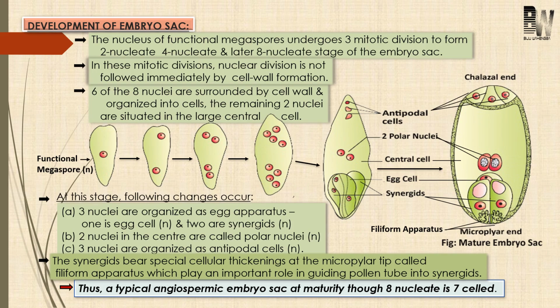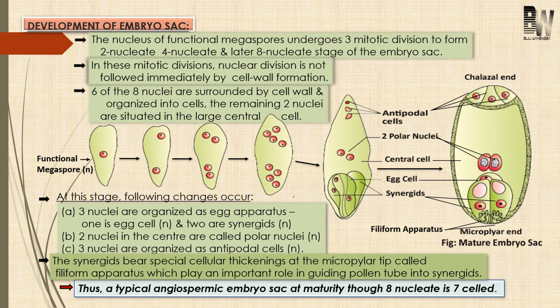Then, after this, one nucleus from each side will move to the center to form two polar nuclei. And these two polar nuclei will represent the nucleus of the central cell. After this, the remaining six nuclei will develop into cells at the two ends. The three nuclei present towards the chalazal end will develop into three antipodal cells, and the three nuclei present towards the micropylar end will develop into what? Egg apparatus. And this egg apparatus will consist of one egg and two synergids.